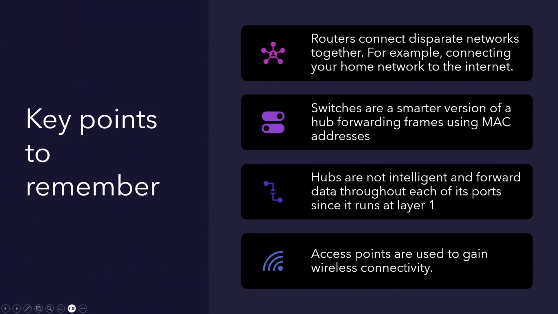So to sum it up, routers connect disparate networks together, for example, connecting a home network to the internet. Switches are a smarter version of hubs, and they use MAC addresses to forward frames. Hubs are not intelligent and forward data throughout each of their ports since they run at layer 1, and access points are used to gain wireless connectivity.